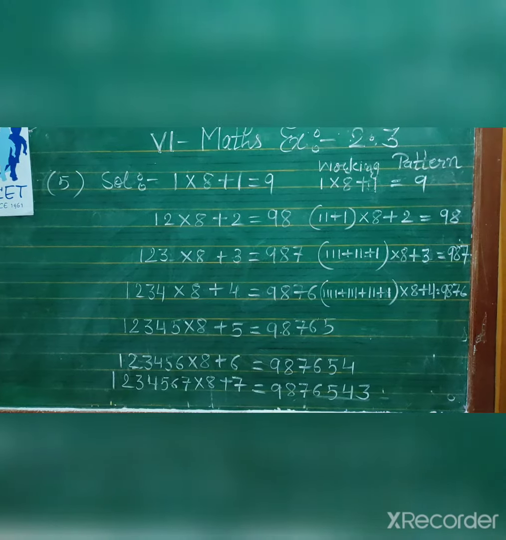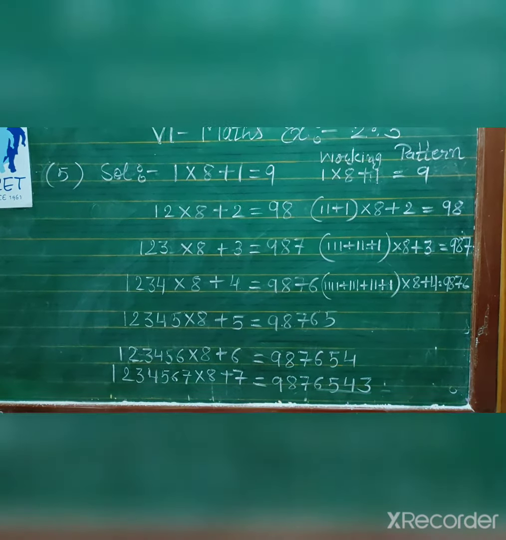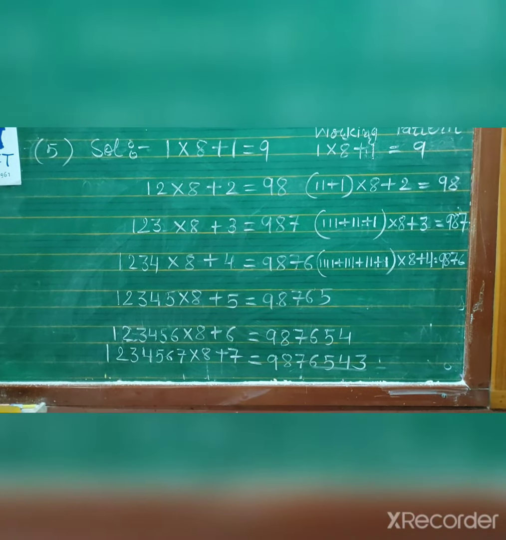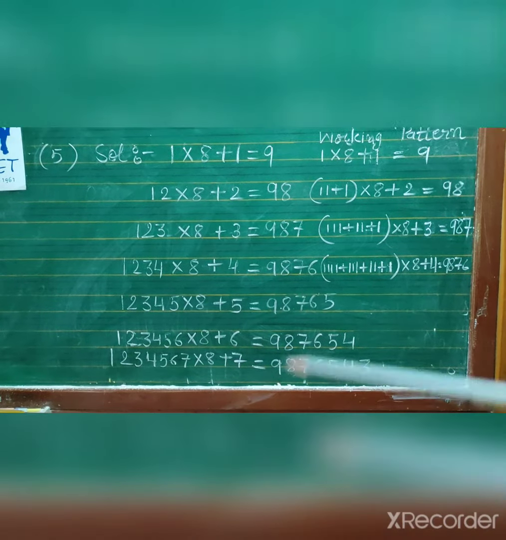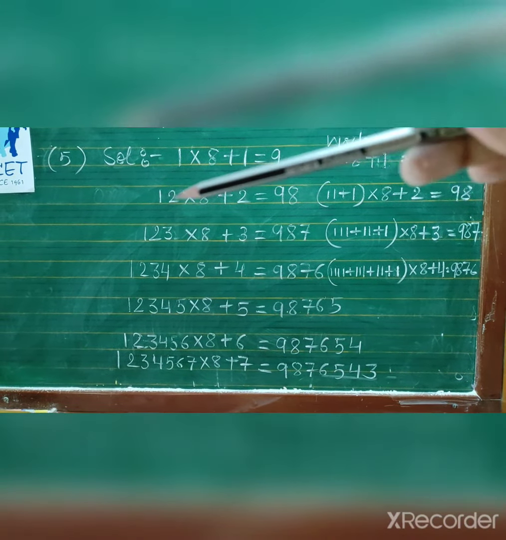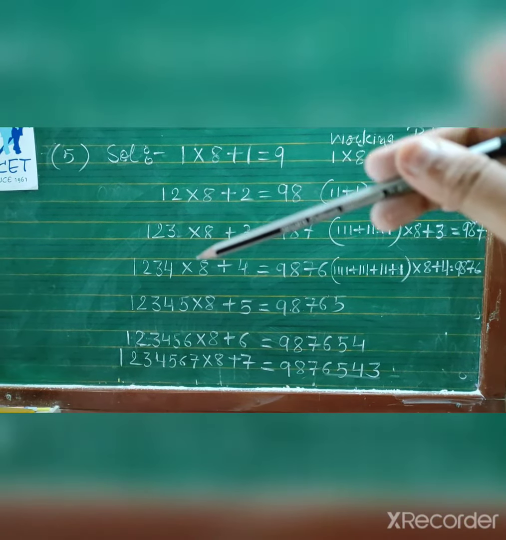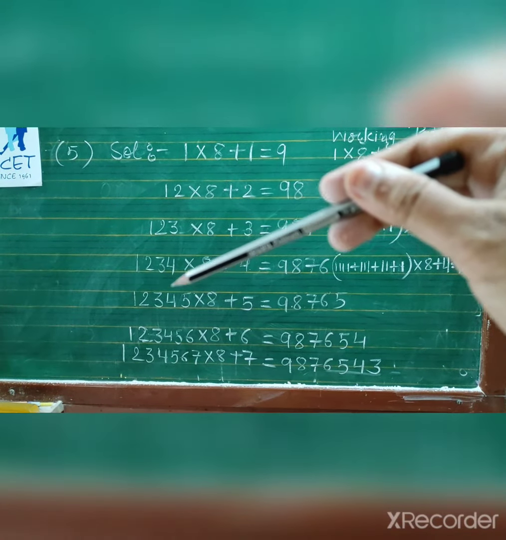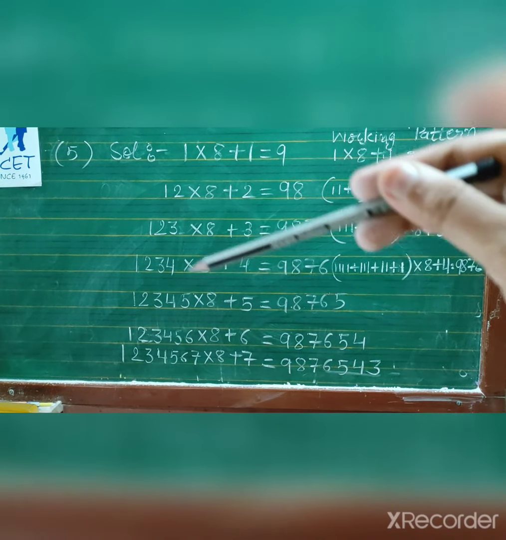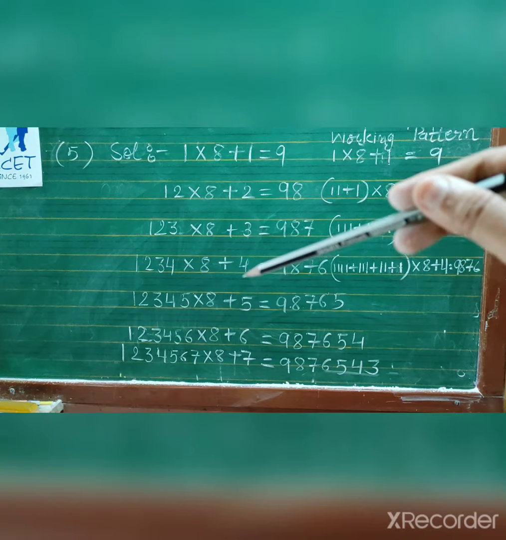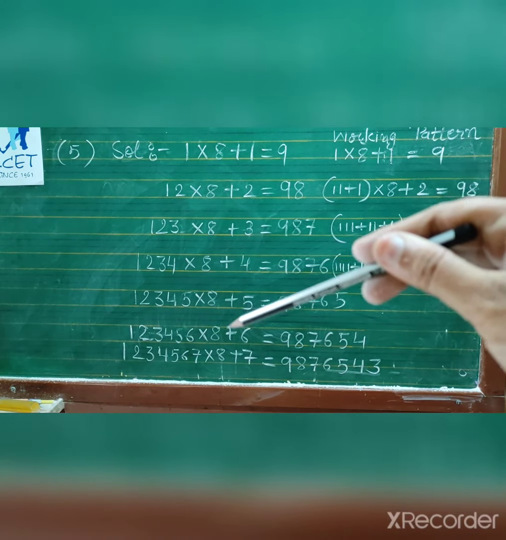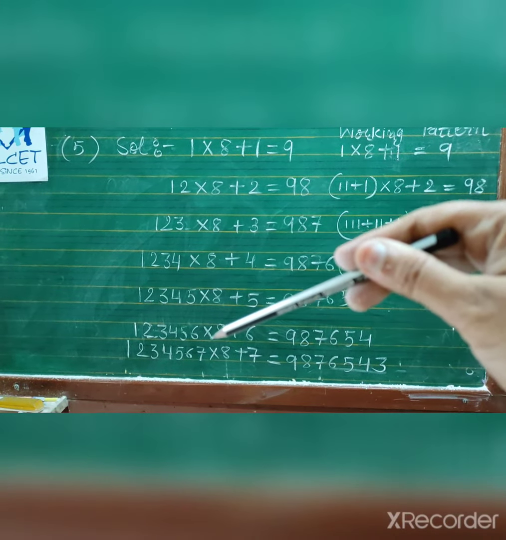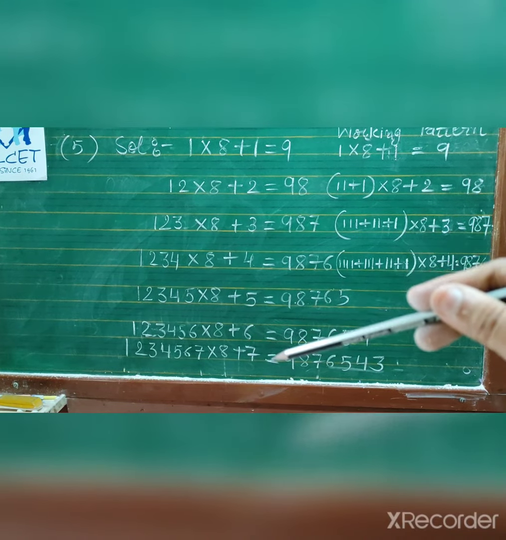Now fifth question, you can see 1 into 8 plus 1 equal to 9. 12 into 8 plus 2 equal to 98. 8 is fixed. 12 plus 2. 123 into 8 plus 3. So 1234 into 8 plus 4. So next two steps will be 12345 into 8 plus 5. 123456 into 8 plus 6. 1234567 into 8 plus 7.